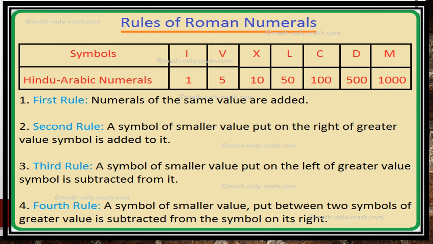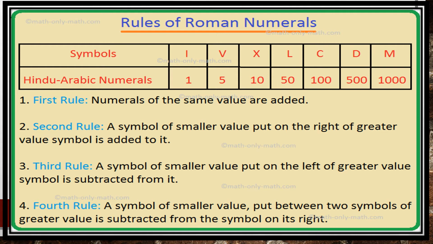Okay. Now the third rule is that a symbol of smaller value put on the left of a greater value symbol is subtracted from it. That means a smaller numeral gets subtracted from the greater numeral on its right, and you can subtract only once from a numeral. Like if I say IX, X is greater, it is on the right side, and the smaller numeral is written on the left side, that is I. So 10 minus 1 is 9. So the value of IX is 9.